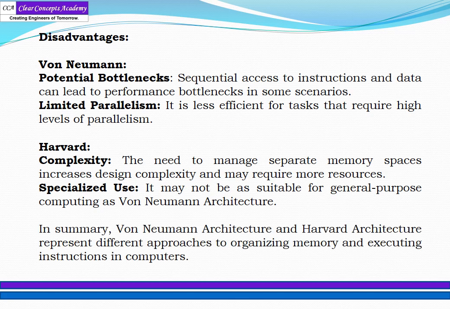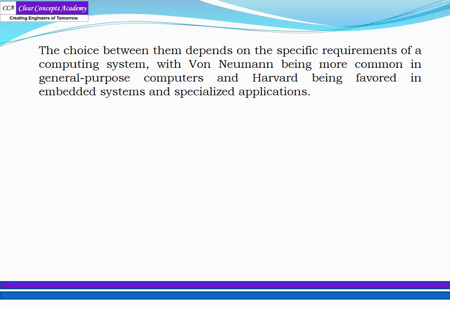In summary, Von Neumann architecture and Harvard architecture represent different approaches to organizing memory and executing instructions in computers. The choice between them depends on the specific requirements of the computing system, with Von Neumann being more common in general purpose computers and Harvard being favored in embedded systems and specialized applications.